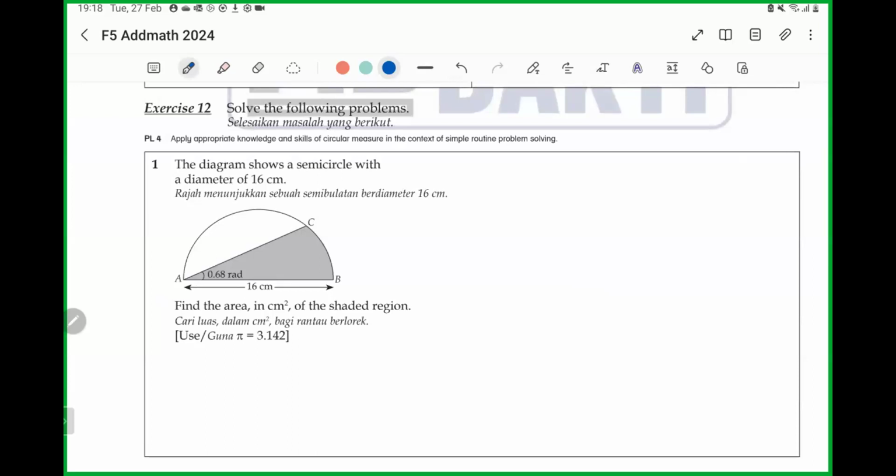The diagram shows a semicircle with a diameter of 16. Find the area in cm squared of the shaded region. My question here is: is ACB a sector?